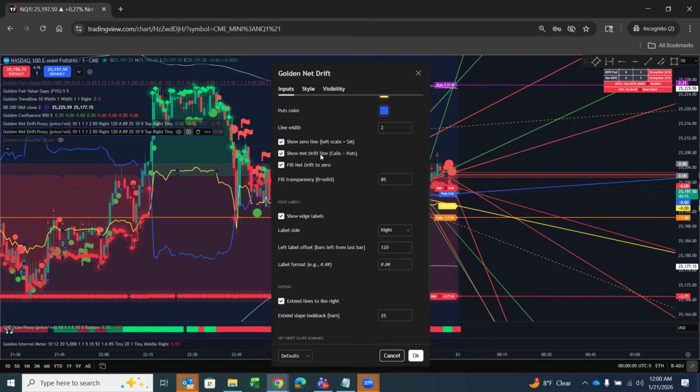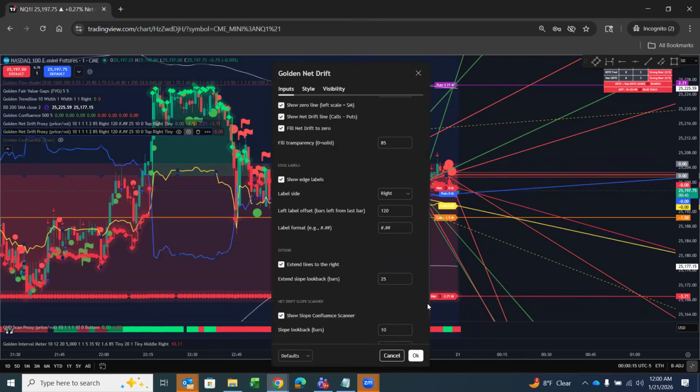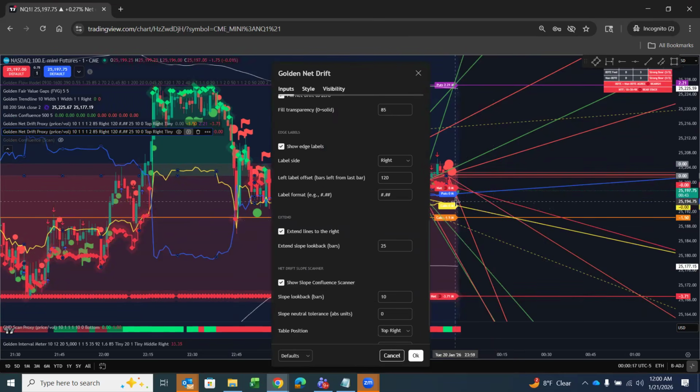I also show edge labels. I think that's automatic. I also extend lines to the right. You have to make sure you click on that. That's what's allowing me to see who's in charge, who's in control right now, bulls or bears, because it's going to show the angle of the slope of the line.